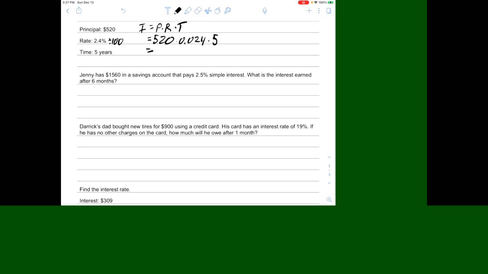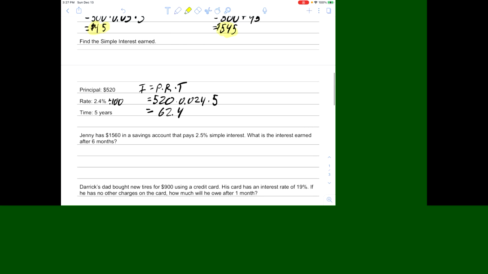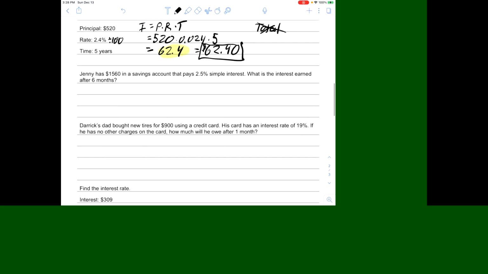That gives me 62.4. Now my question just said find the simple interest earned. 62.4 is that. So my answer would be $62.40. If the question had asked for the total, then I would have to add that $62.40 back to my 520 and do 520 plus 62.40. I didn't get asked that, so I don't have to find that for this question. Okay?